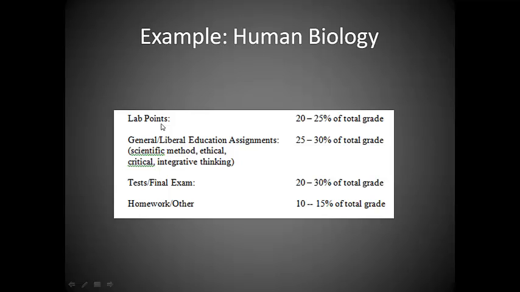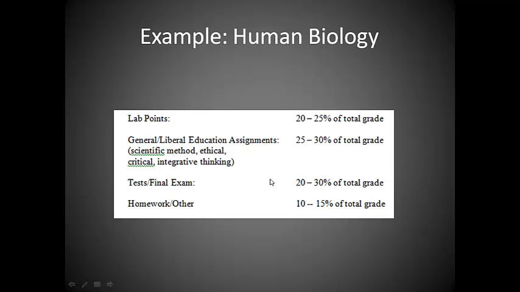In this lab course, the human biology course, we want 20 to 25% of their grade to come from labs. One thing we've added, and you may think about this if you're a UCC course, is that we want those liberal education assignments to have some significance in a student's grade, so we know that they're taking it seriously and that we're taking it seriously when we teach it. So we've added a section where 25 to 30% of their grade has to come from assignments dealing with this.